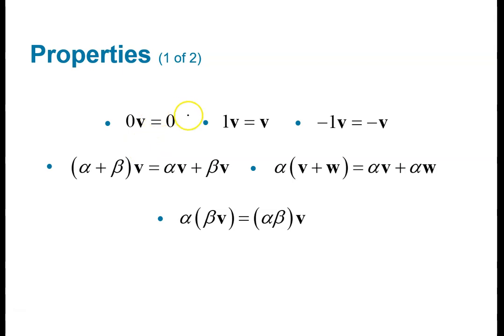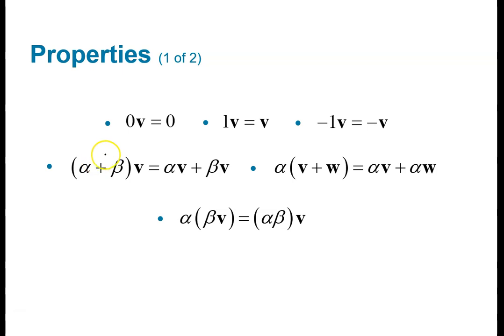Now, there are a few properties of vectors, like scaling with 0, 1, and -1. If you scale any vector with 0, then you're going to get the 0 vector. If you scale a vector with 1, that is that vector. And if you scale it with -1, that gives you the opposite of that vector. We're just going to rotate the vector.